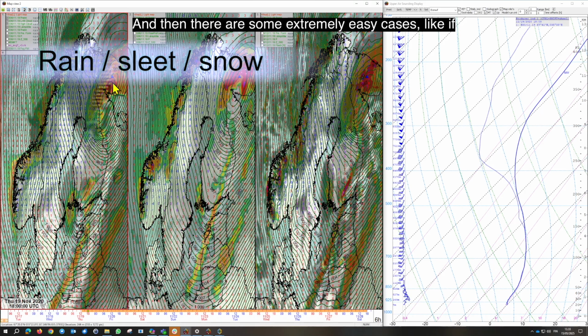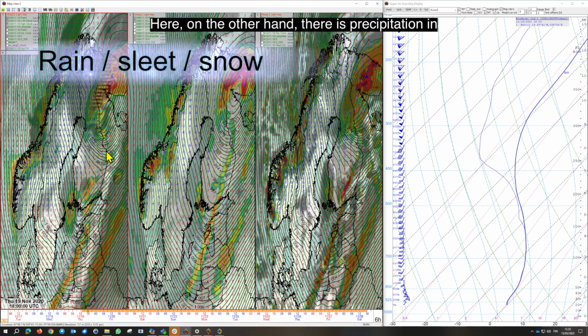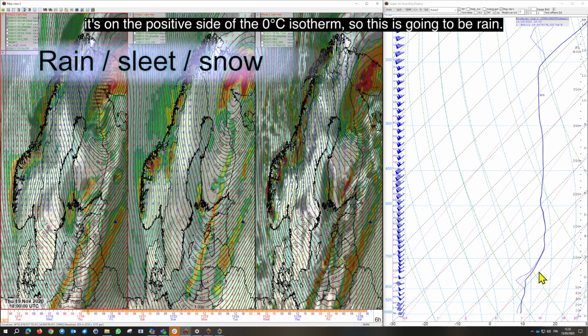And then there are some extremely easy cases, like if we take a sounding inside this precipitation area, I'm going to see that all of the sounding is on the negative side of this zero isotherm. So the precipitation form is snow. Here, on the other hand, there is precipitation in the forecast, and you can also see this very thick cloud, and it's on the positive side of the zero isotherm, so this is going to be rain.